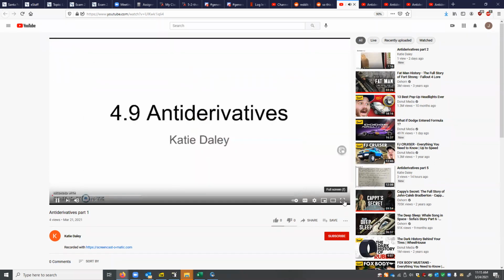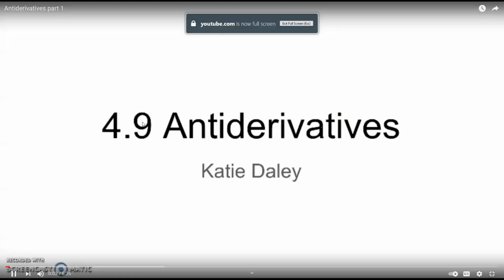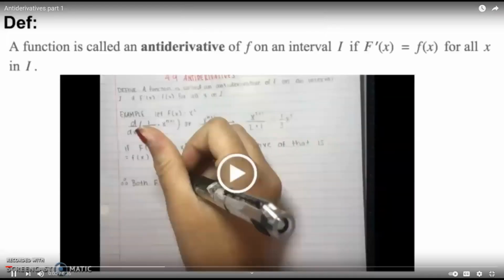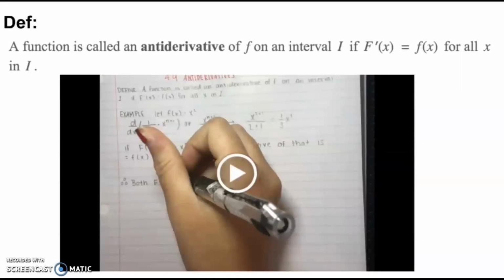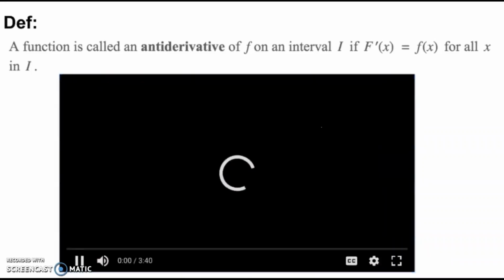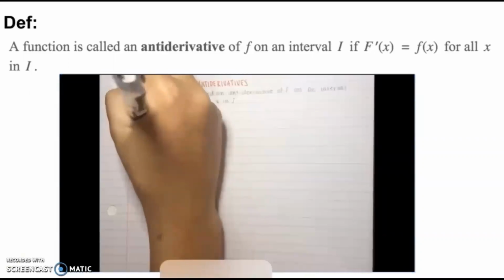Today, we'll be going over 4.9, which is antiderivatives. First, we'll start with the definition, which is: a function F is called an antiderivative of f on an interval I if F prime of x is equal to f of x for all x in I. And we'll write examples.